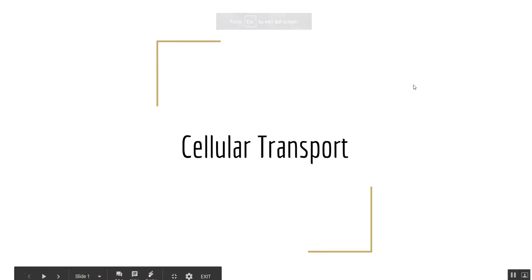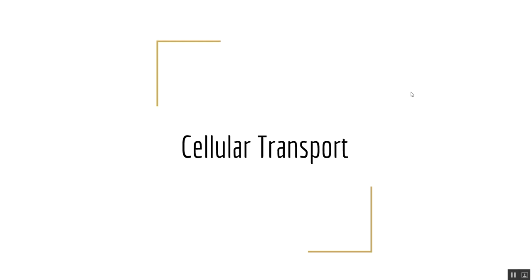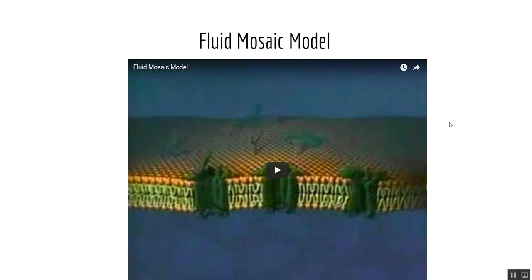All right, welcome to our next flipped notes. These are going to be on cellular transport. So yesterday we did talk about how the cell membrane, what it was made out of, its structure, and that it was a fluid mosaic model.